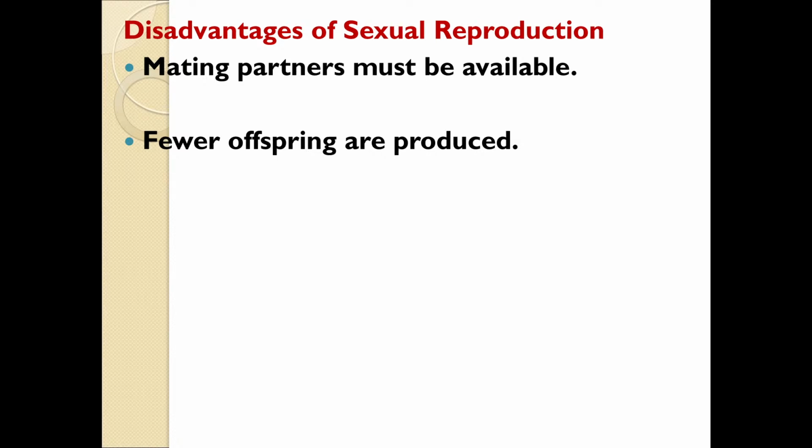A disadvantage now: mating partners must be available. That simply means that the only way a female, for example, can get pregnant, or the only way a male can get a newborn, is by finding the opposite sex. So that's a disadvantage. Fewer offspring are produced, and that is why I used the example that within any 9 month period, a female can only get pregnant once.